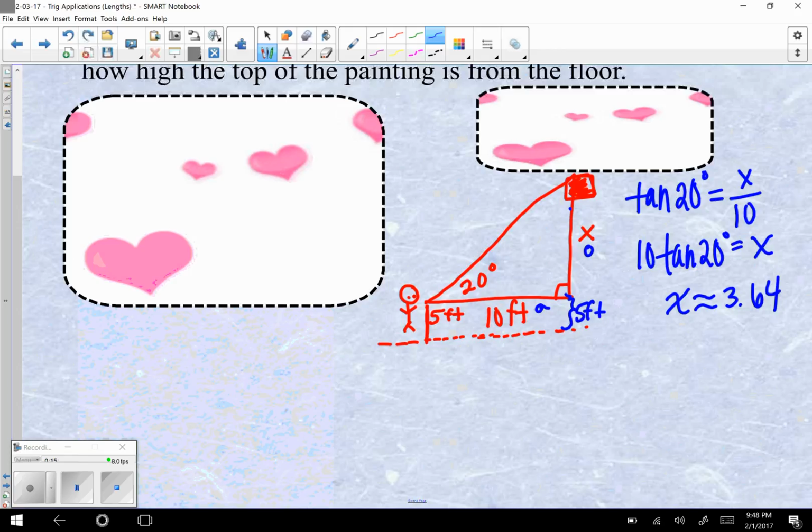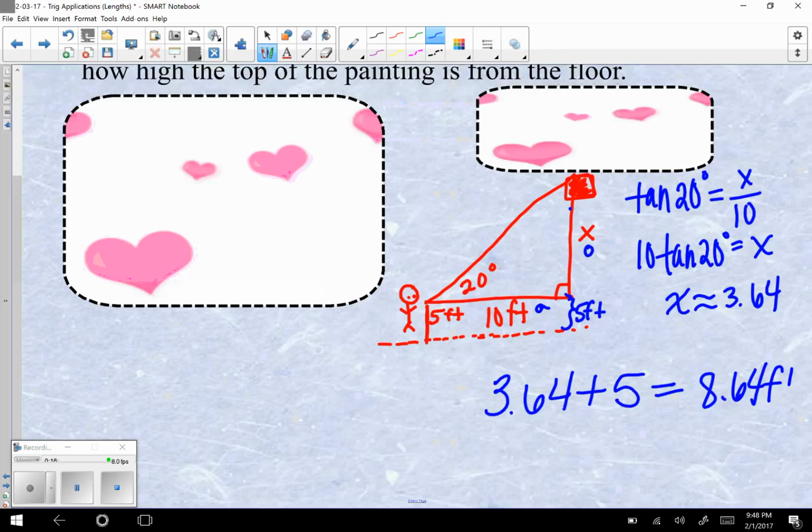We need to remember that my eyesight is also 5 feet from the ground. It's basically saying the person is about 5 feet tall, probably a little taller than that, but you have to throw back in that height. So the distance from the painting to the floor is 3.64 plus the 5 feet for the person, so it's 8.64 feet. That's the distance from the ground to the top of the picture.